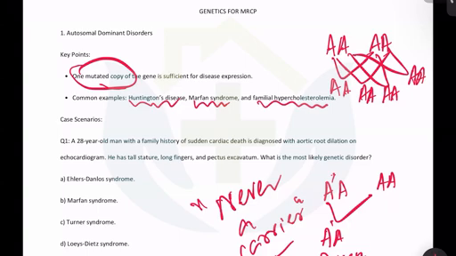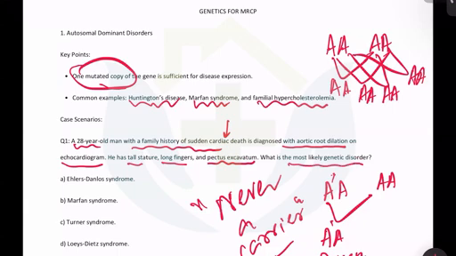So, let us go through the case scenarios to understand the process in a better manner. A 28-year-old man with a family history of sudden cardiac death is diagnosed with aortic root dilatation on echocardiogram. He is tall, he has long fingers, and there is a chest deformity known as pectus excavatum. What is the most likely disorder in this patient? Ehlers-Danlos syndrome, Marfan syndrome, Turner syndrome, or Loeys-Dietz syndrome?